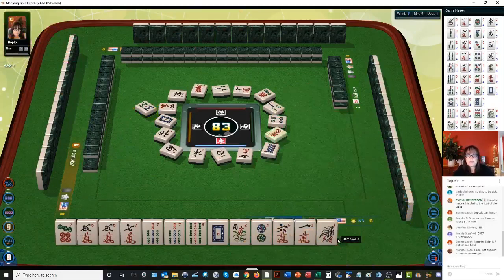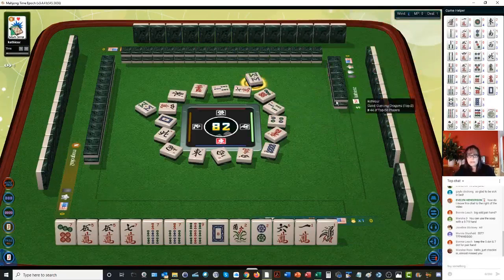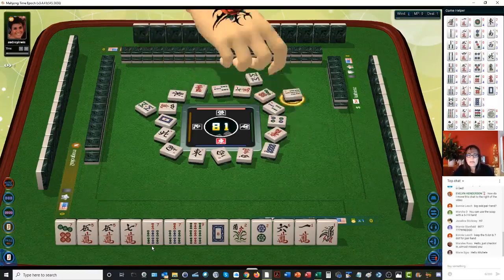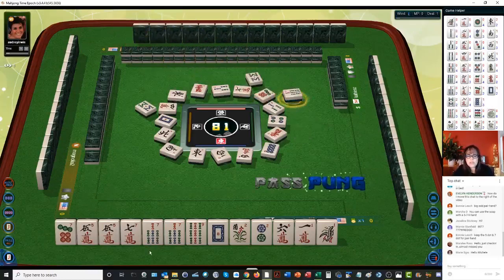Red's already out. Red dragon. Eight bamboos. So we're playing maybe the fourth hand down, second hand down, both under odds. 7 and 9 bamboos is a slight potential. Okay, we have to maybe commit.